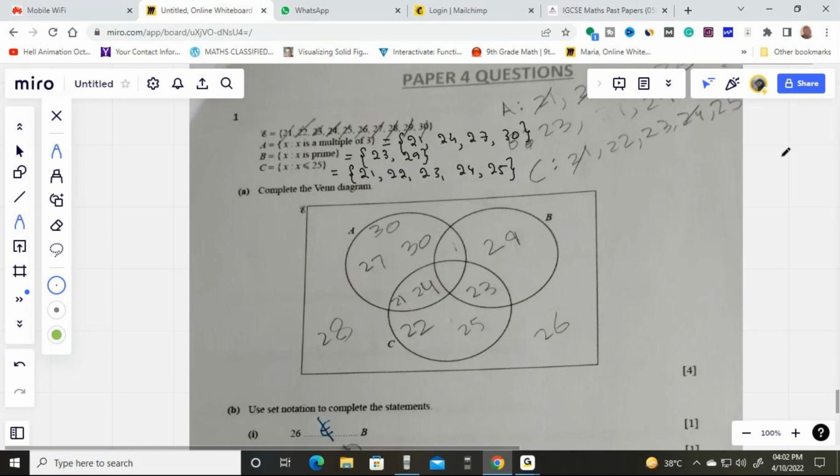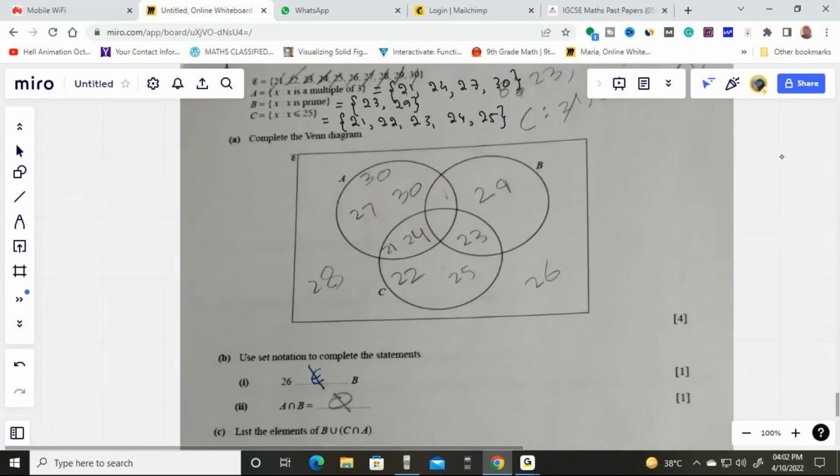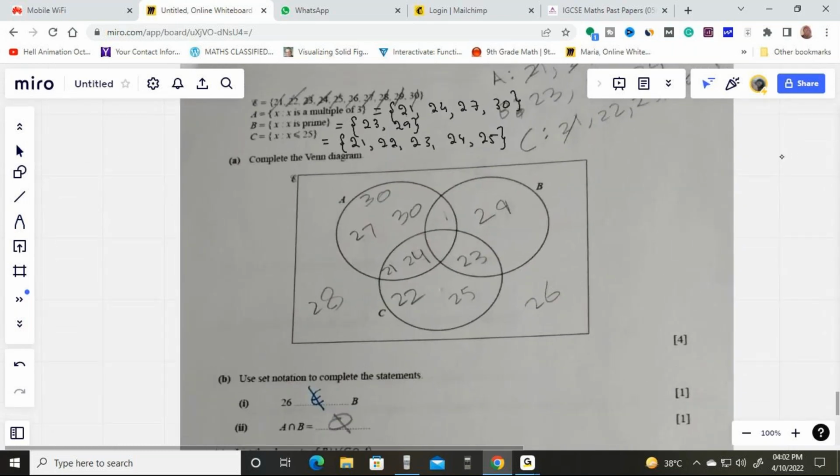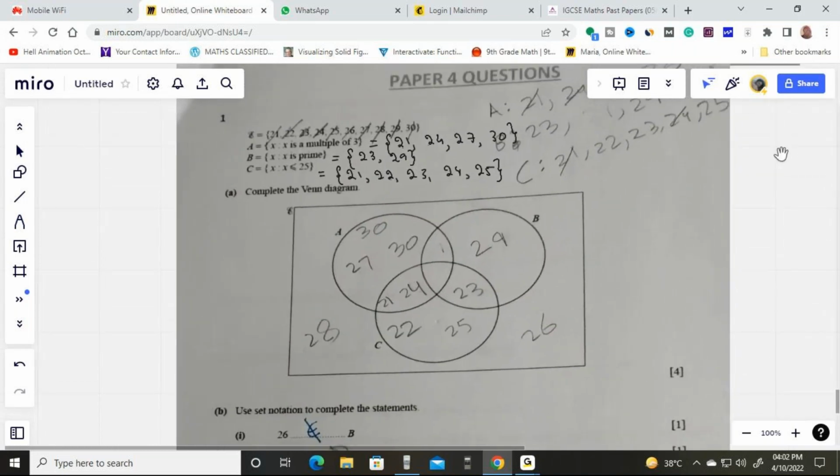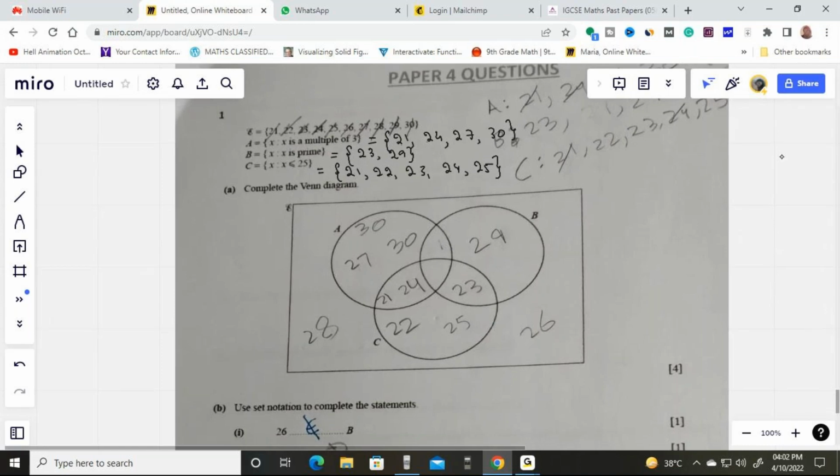Then you filled up the cardinalities here. That's correct. And 26 is not an element of B, that's also fine. Intersection of A and B: you can't find any number common in sets A and B, so the intersection is empty. So we have left this empty, and this is your phi.